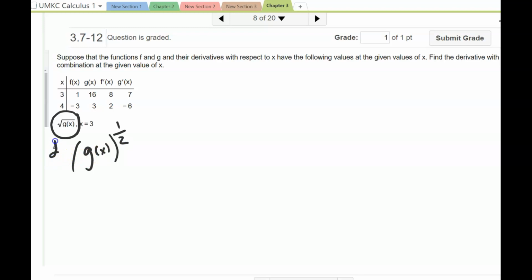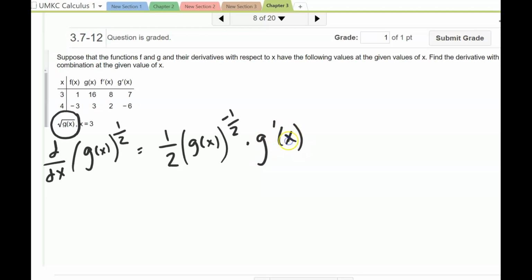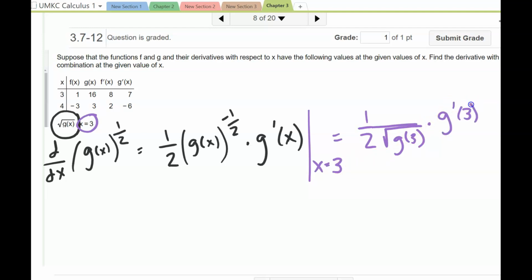Now if I wanted to take the derivative with respect to x, that's going to be 1/2 g of x to the minus 1/2 times the derivative of the inside, which is just the derivative of g of x. Now we're going to evaluate this at x equals 3. And this is where the table comes in. So I have 1/2 g of x to the minus 1/2, which would be the square root of g of x, but in this case we're looking at g of 3, times the derivative of g at 3.